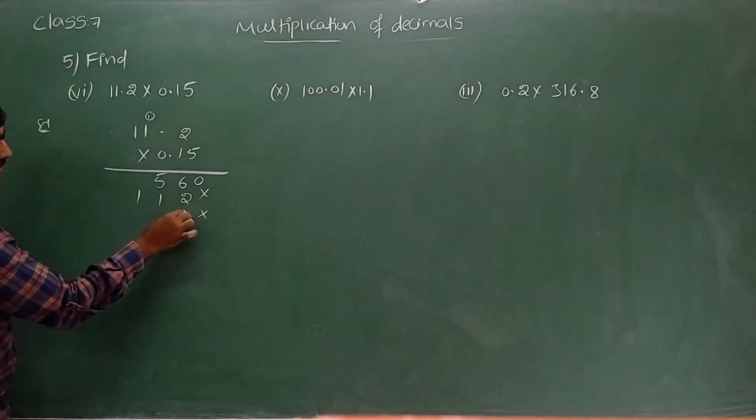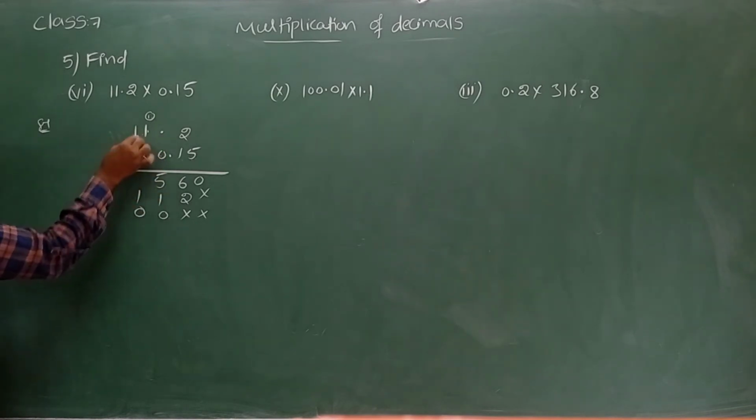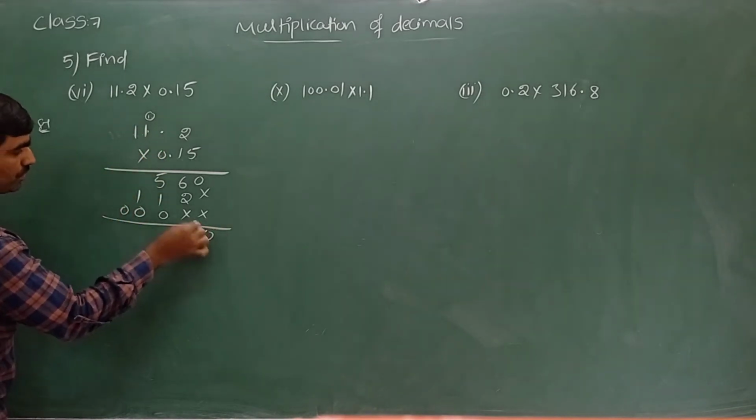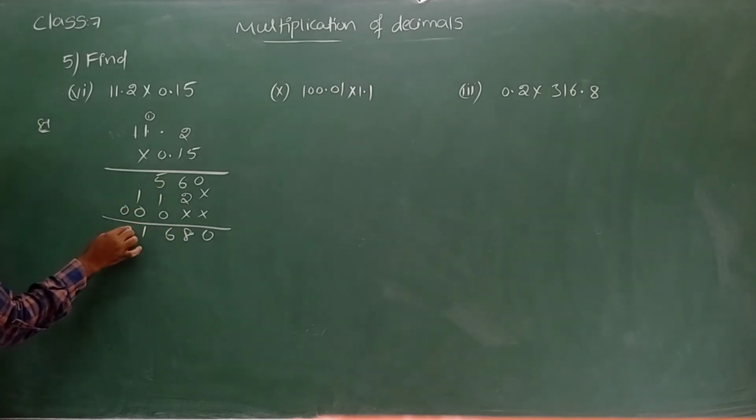Again multiply with the 0 table now. 0 2s are 0. 0 1s are 0. 0 1s are 0. Yes. 0, 6 plus 2, 8. 5 plus 1, 6. Here 1. Here you can see 0.